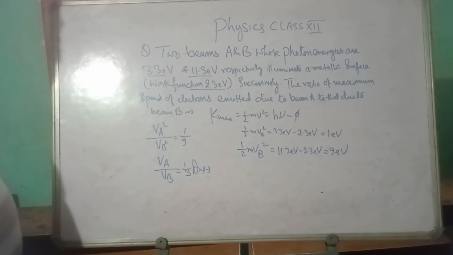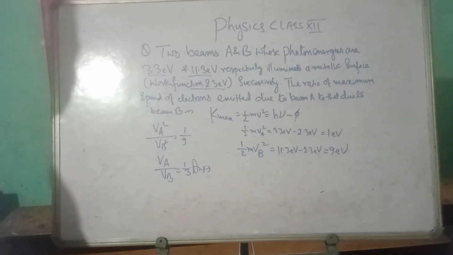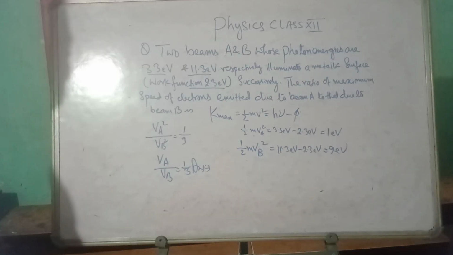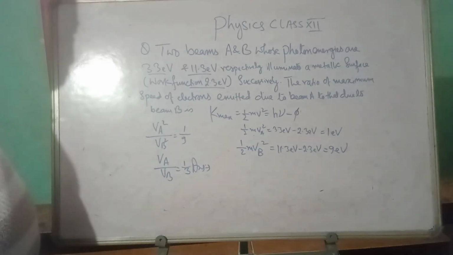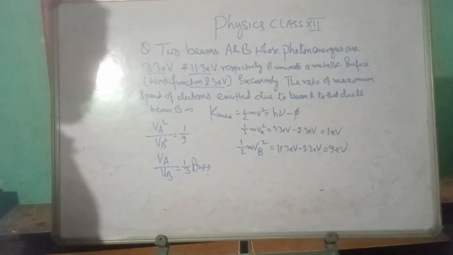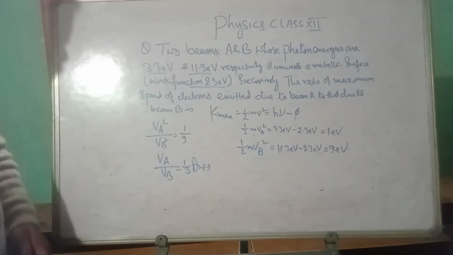So we know the theory, that K max is equal to half mv square, which is equal to h, that is Planck's constant, into the frequency of the incident radiation, minus phi, that is the work function. That means this is the minimum energy required for an electron to just eject from the metal surface. So all this data is given to you. I just place the data, and v_A by v_B, your answer is 1 by 3. This is your answer.